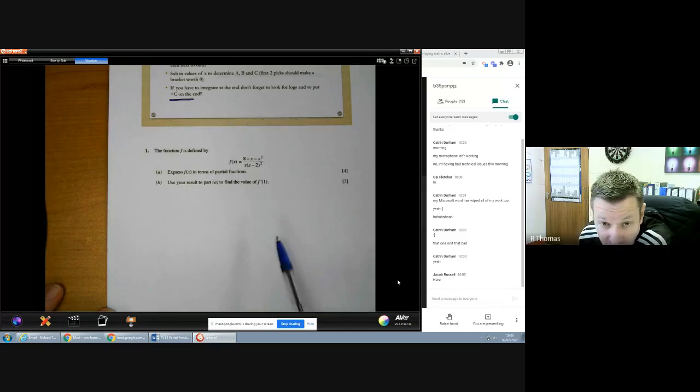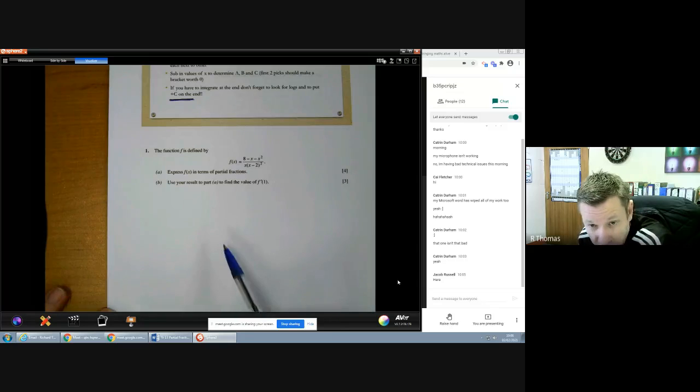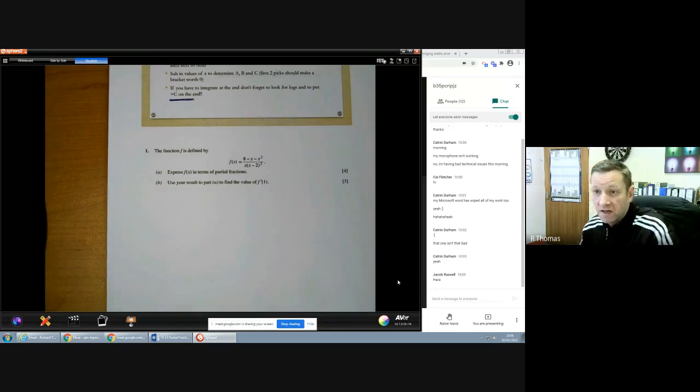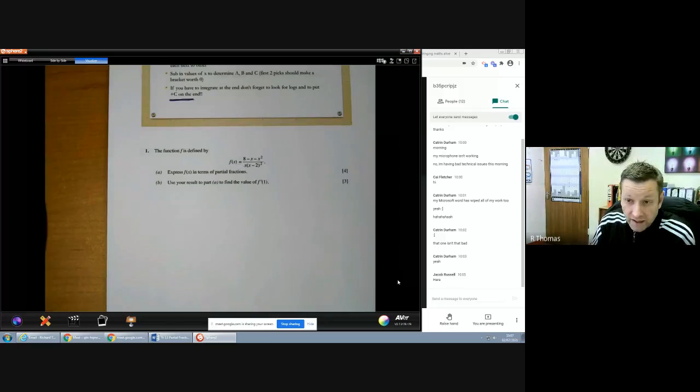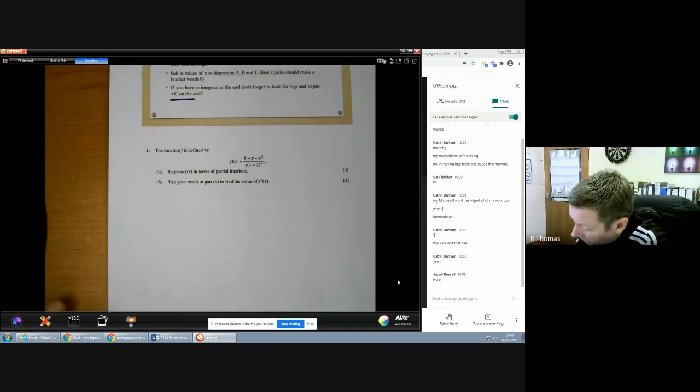I'll try and refresh you on how we solve the partial fractions. I'll do a differentiation one. I'll do an integration one. Then I'll ask you to do 3 or 4 on your own. So I'll pause, give you 4 or 5 minutes, and then go through the solutions, right? So let's have a look at this first one.